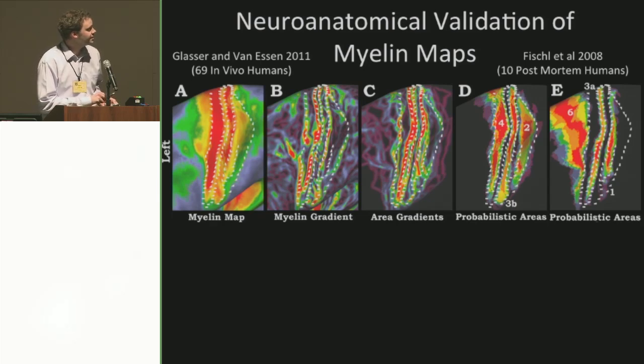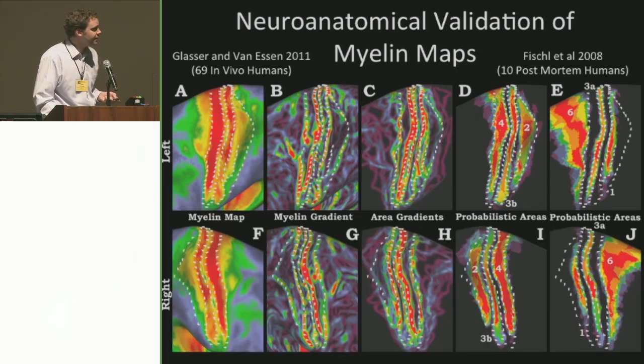So for example, this bright stripe here of myelin, area 4, very nicely co-localizes with the probabilistic map. 3A in between the two heavily myelinated regions is also co-localized, 3B, and so on. And we can see this in the right hemisphere just as nicely as the left.